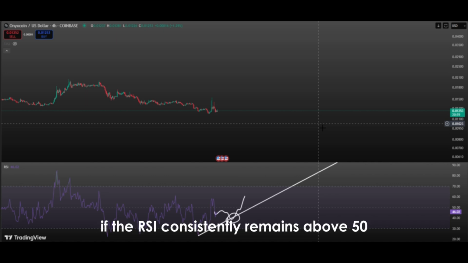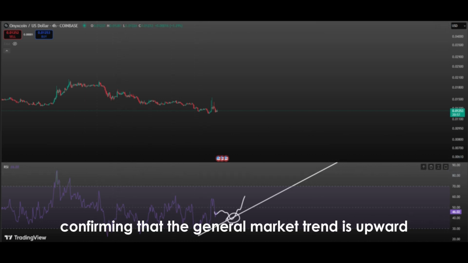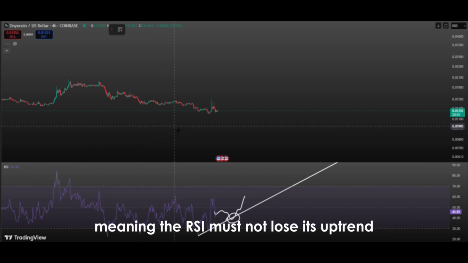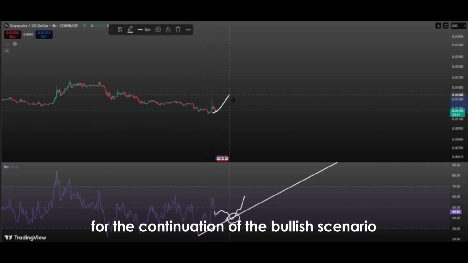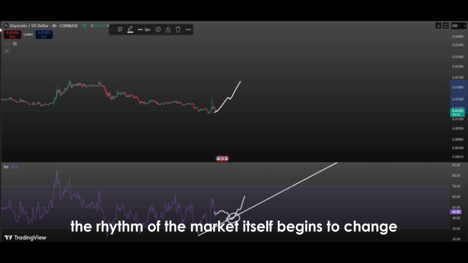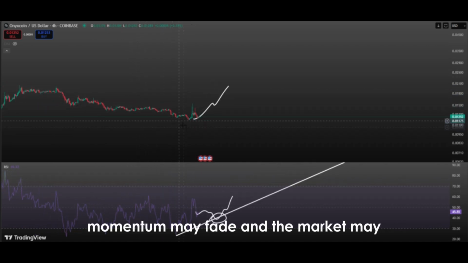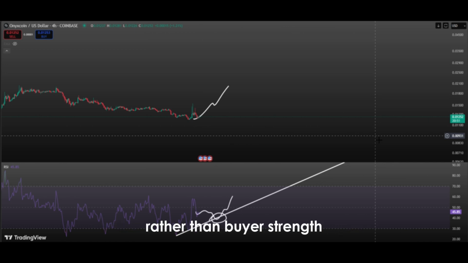For example, if the RSI consistently remains above 50 while forming an uptrend, this is a signal confirming that the general market trend is upward. It is crucial that this signal is not broken, meaning the RSI must not lose its uptrend, as this is vital for the continuation of the bullish scenario in the market. If the RSI breaks its uptrend, the rhythm of the market itself begins to change. At this stage, price movements may become uncertain, momentum may fade, and the market may become more exposed to selling pressure rather than buyer strength.